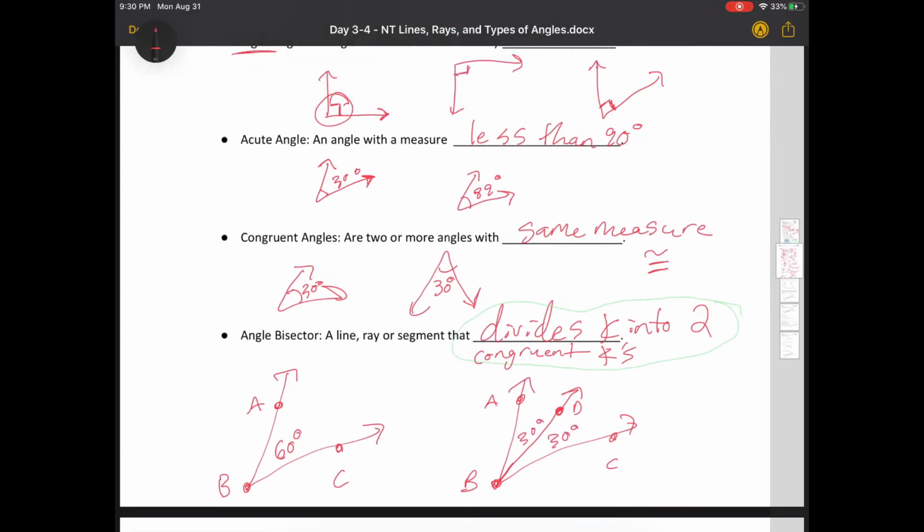So the notation for this, or in words, would be, you could obviously say that now angle ABD is congruent to angle DBC, but you would say that the ray BD bisects angle ABC.